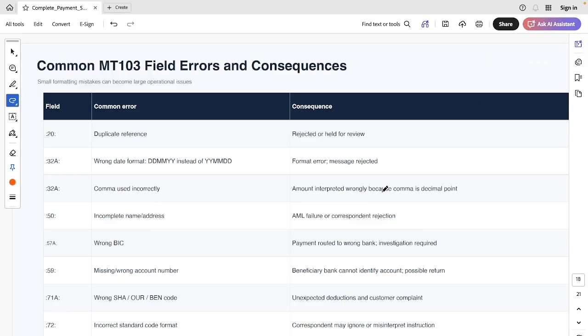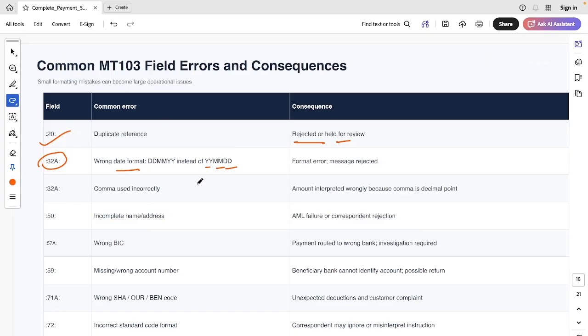Now let us see common field errors that can create delays, rejections, and customer complaints. We have field 20. Duplicate reference can cause the message to be rejected or held for review. Field 32. A wrong date format can cause a format error. Remember, the date format is always YYMMDD, not DDMMYY.